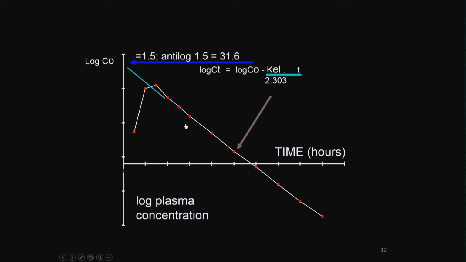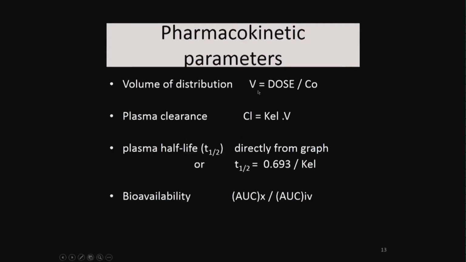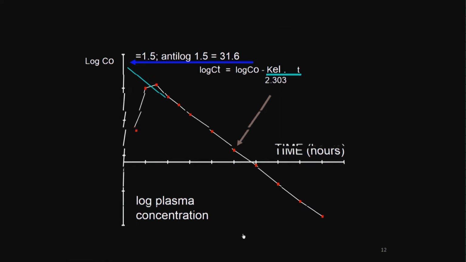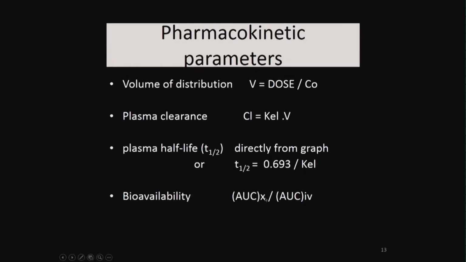So, we extend this and then from there take anti-log, we get C naught, this slope will give you k elimination. Volume of distribution is dose by C naught, plasma clearance is Cl is equal to k elimination multiplied by volume, which you get from here. T half, plasma half life, is 0.693 by k elimination. If you have this similar graph when it is given in IV form, area under the curve in oral divided by area under the curve in IV form.